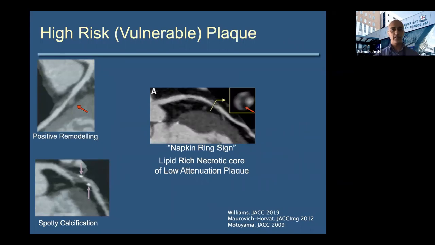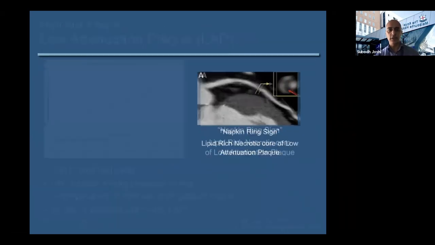There are features that are associated with vulnerable plaque. For example, positive remodeling, when the outer wall of the vessel grows in some ways to accommodate a large plaque burden, or this very low attenuation plaque, this very dark, almost black stuff, which represents a lipid-rich necrotic core. And positive remodeling and a few other features come together to give this napkin ring sign, as it's called, which is thought to be a particularly high risk feature.